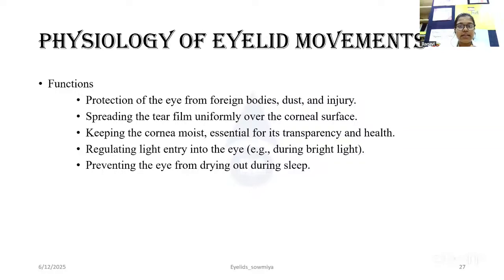Physiology of eyelid movement. Function: protecting the eye from foreign bodies, dust and injury. Spreading the tear film uniformly over the corneal surface. Keeping the cornea moist, essential for its transparency and health. Regulating light entry into the eye, for example during bright light. Preventing the eye from drying out during sleep.